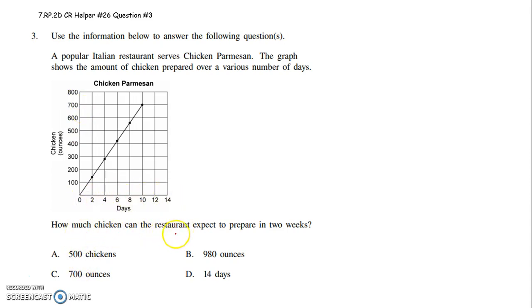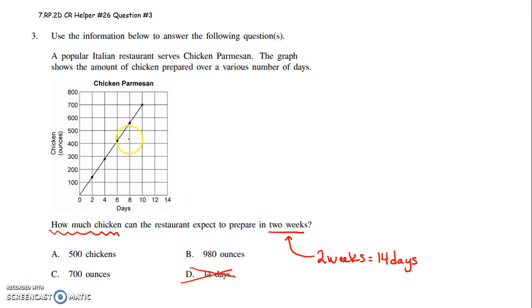How much chicken can the restaurant expect to prepare in 2 weeks? All right, well, these are days. So just so you know, 2 weeks equals 14 days. So they're really asking how many ounces of chicken can we expect to prepare in 14 days? Okay, first of all, 14 days is here because somebody's just going to convert 2 weeks to 14 days and decide they're done and not answer anything about the chicken.